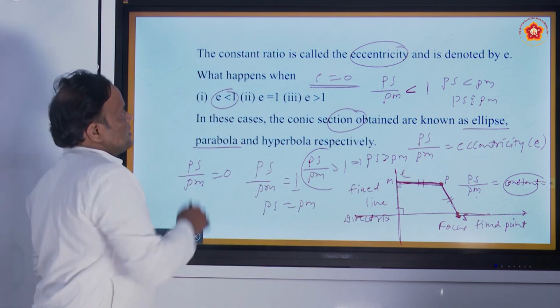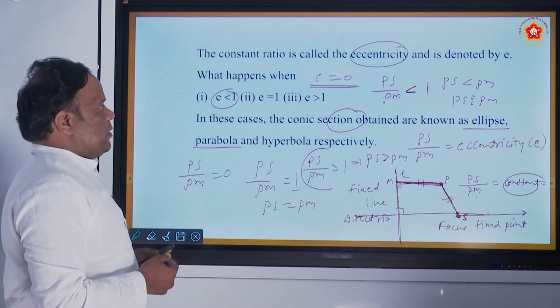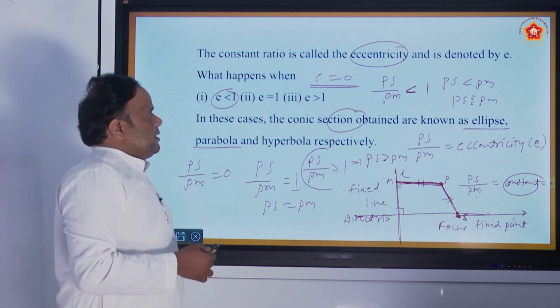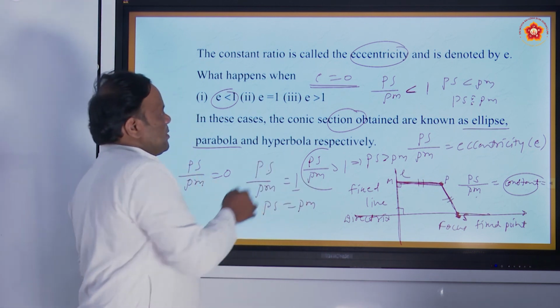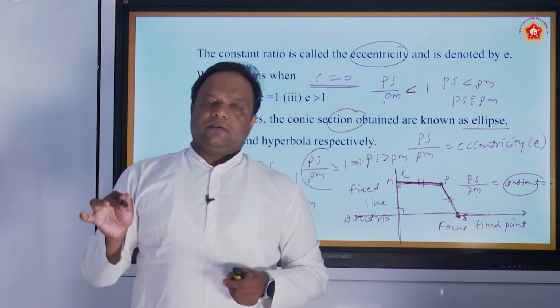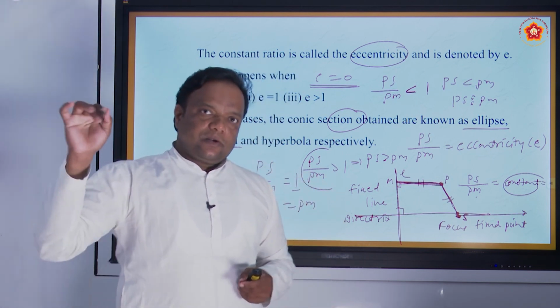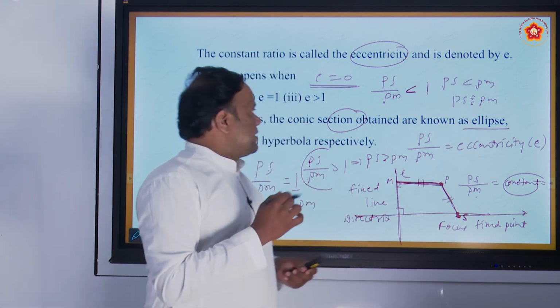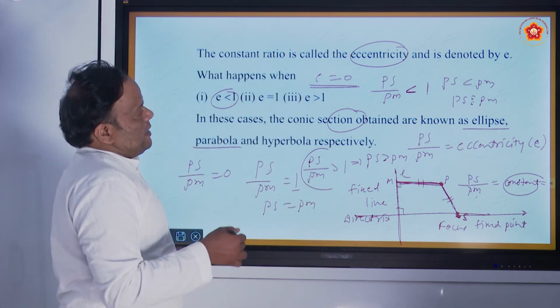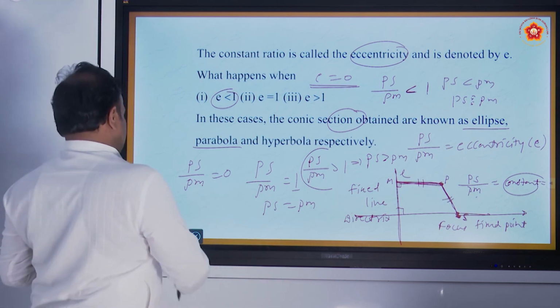These are the ellipse, parabola and hyperbola respectively, depending on the value of e. If e is less than 1, it is called an ellipse. If e is exactly equal to 1, it is called a parabola. If e is greater than 1, it is called a hyperbola. These are the different types of conic sections.